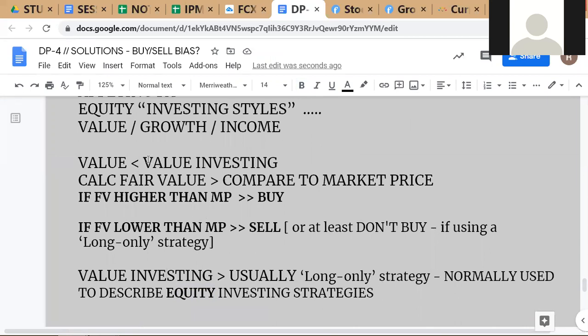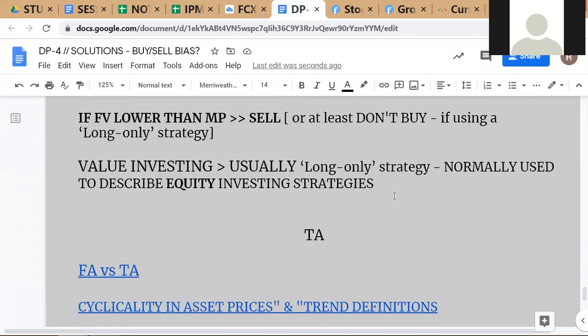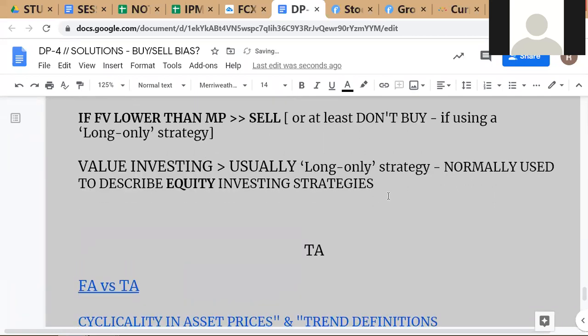Value investing means essentially the first part of this strategy: you calculate the fair value and compare it to the market price, and usually you want the fair value to be much higher, not just higher. If it is much higher than the market price, then you buy. Usually you will not be selling, so it's applied as a long only strategy, and it is normally used to describe equity investing strategies.